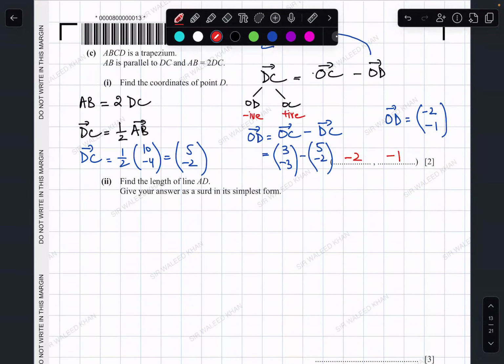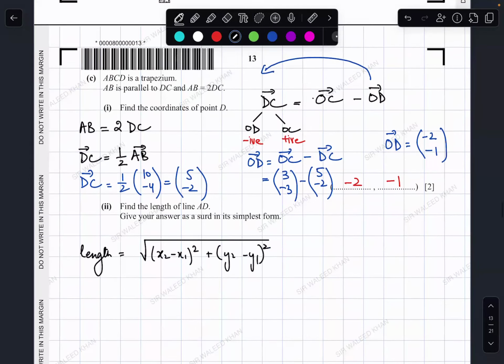Find the length of line AD. To find the length of line AD, we can use the formula: length equals under root of x2 minus x1 whole square plus y2 minus y1 whole square. Right?